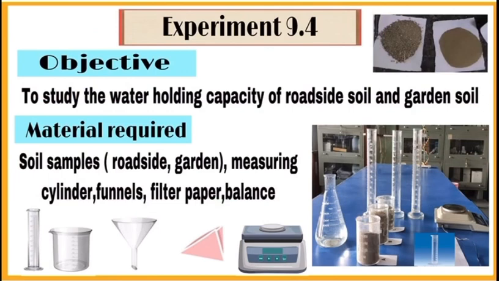Experiment number 9.4. This is the last part of the experiment. Objective of the experiment is to study the water holding capacity of roadside soil and garden soil. Material required for experiment are soil samples. These two samples are roadside soil and garden soil. Then we need measuring cylinder, funnels, filter paper and balance.